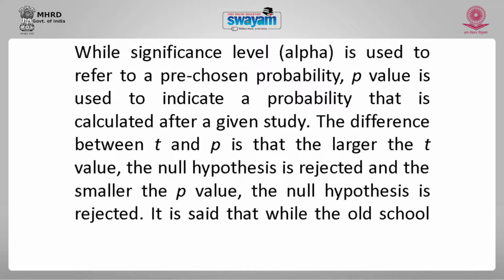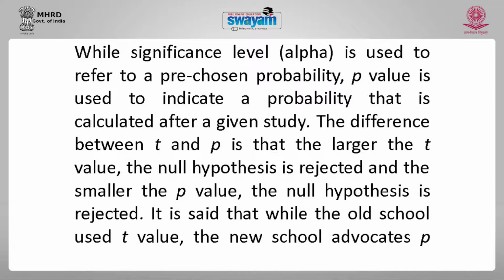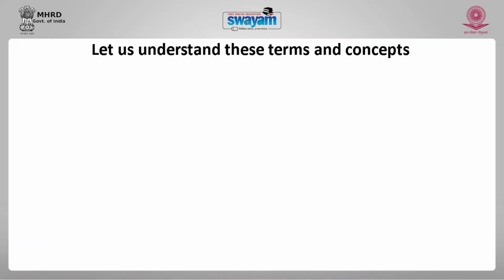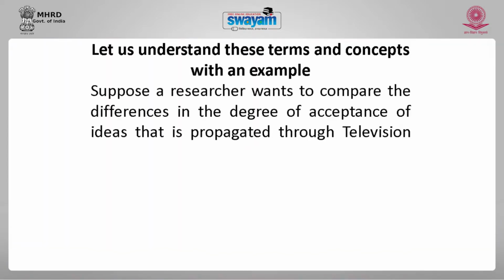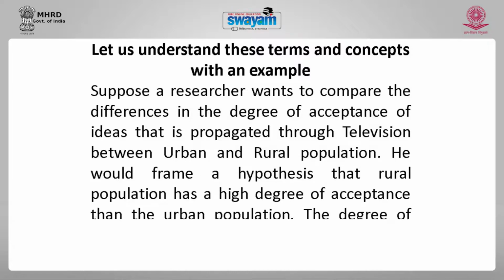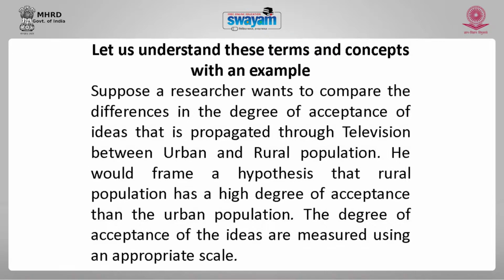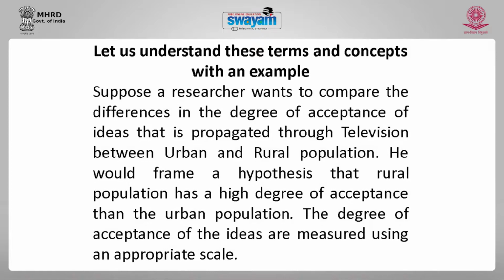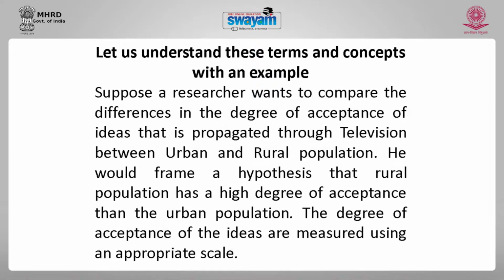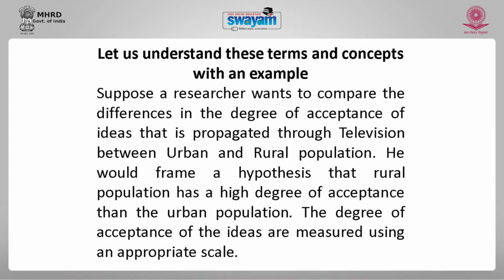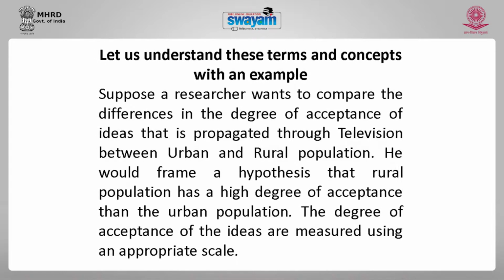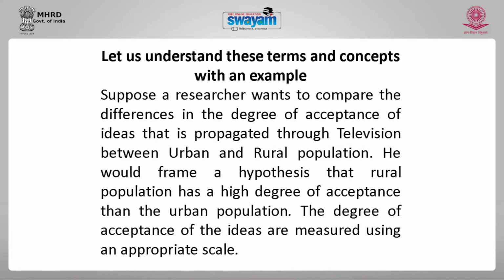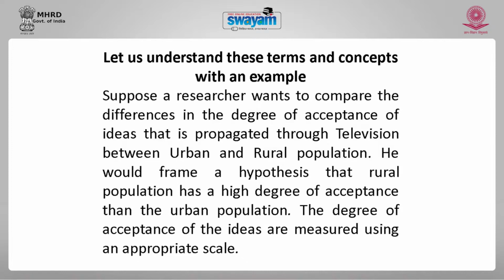It is said that while the old school used the t-value, the new school advocates the p-value. Every t-value has a p-value also. Let us understand these terms and concepts with an example. Suppose a researcher wants to compare the differences in the degree of acceptance of ideas that is propagated through television between urban and rural population.